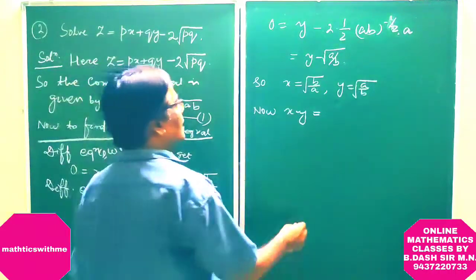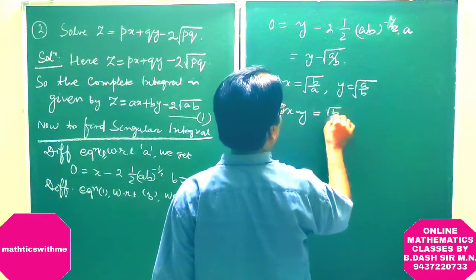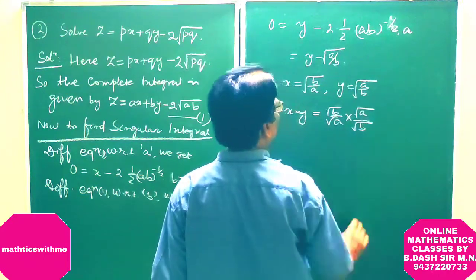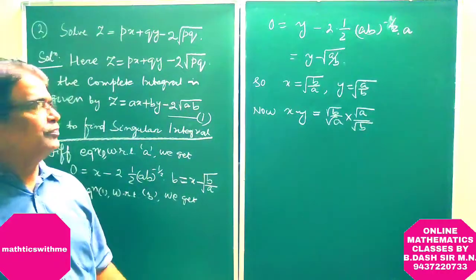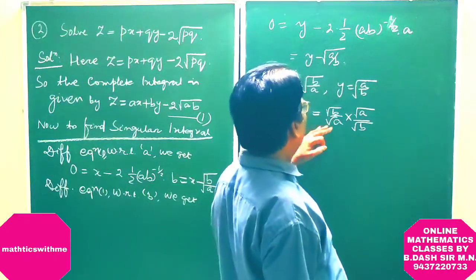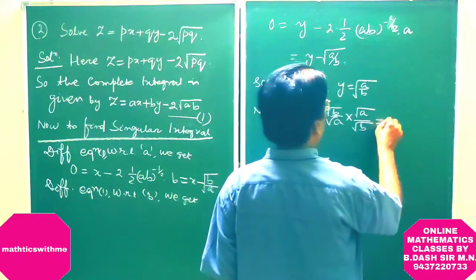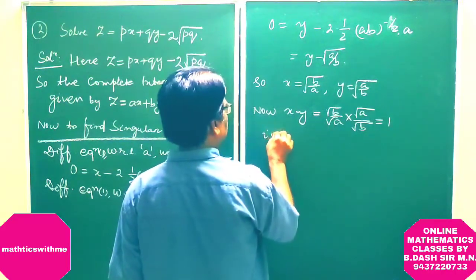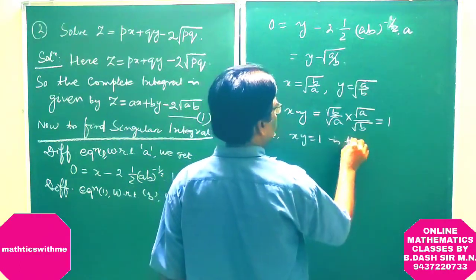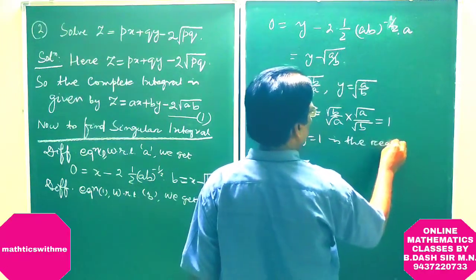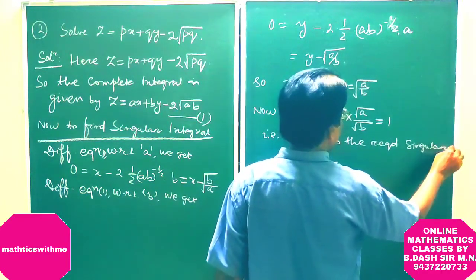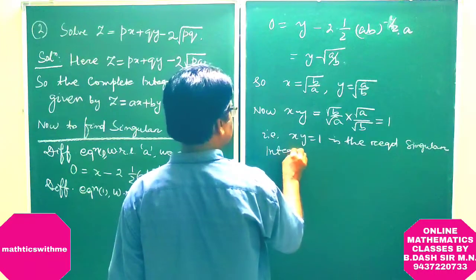Now x into y is equal to root over of b by root over of a into root over of a by root over of b, which is equal to 1. That is, xy is equal to 1 is the required singular integral.